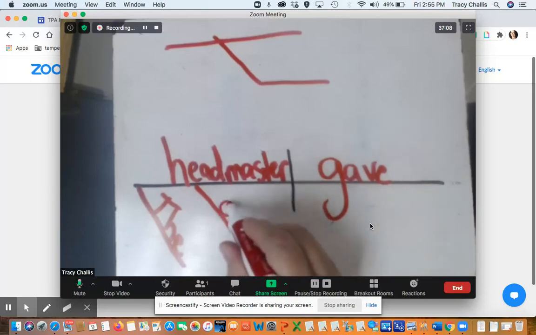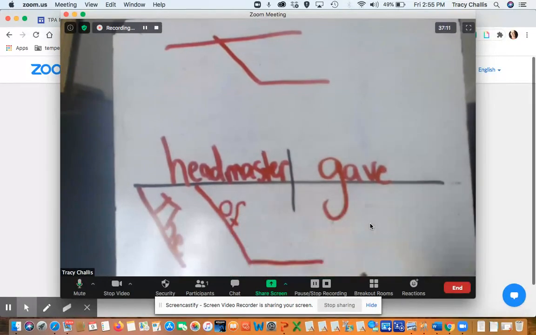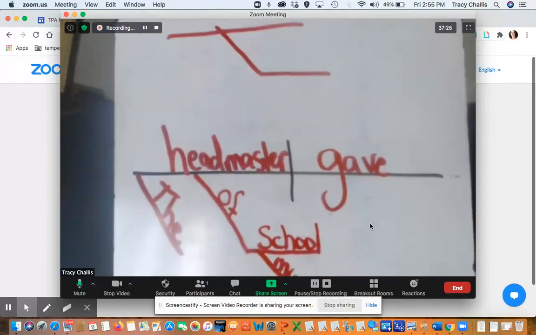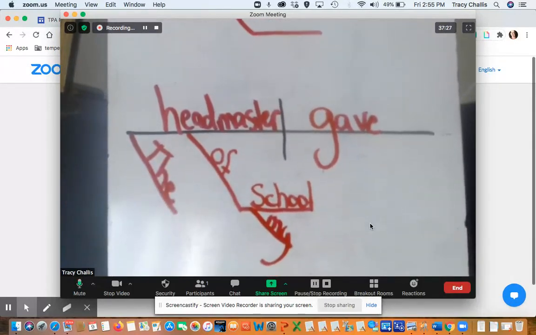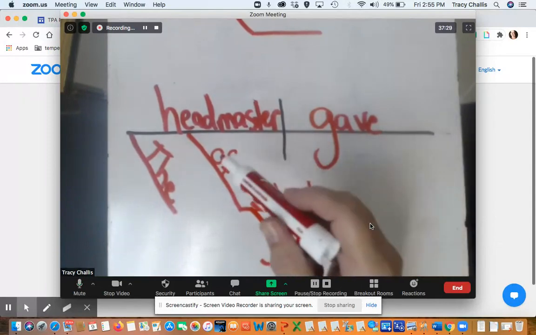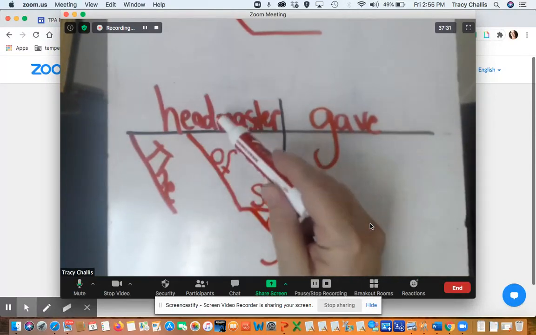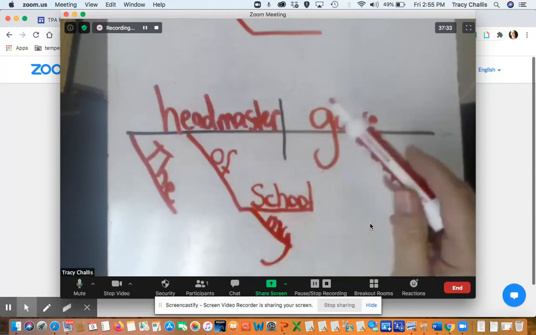And then remember your prepositional phrase goes on the slanted line. Your object of the preposition goes on this line. And then any modifiers go underneath that. So it's my school. And then you have completely diagrammed this sentence. It's the headmaster, it's the headmaster of my school gave.